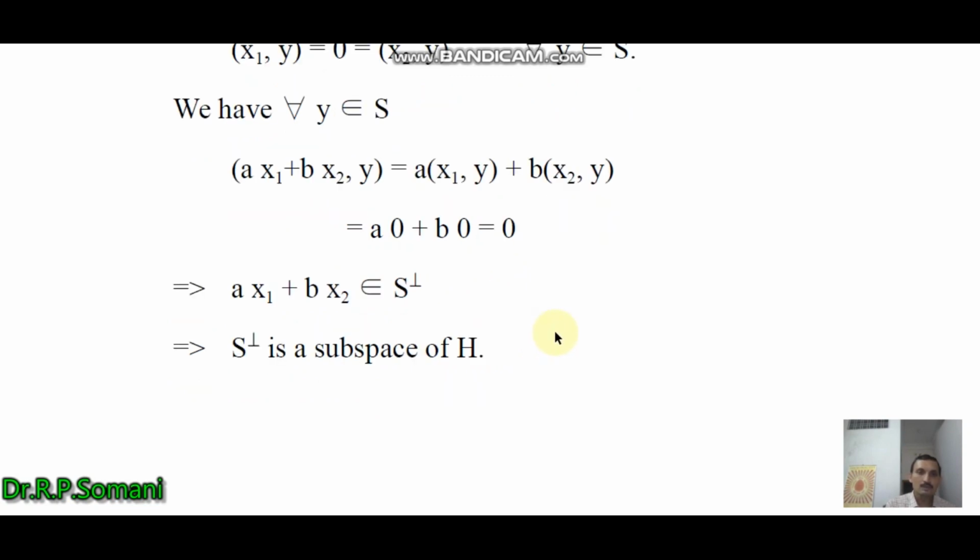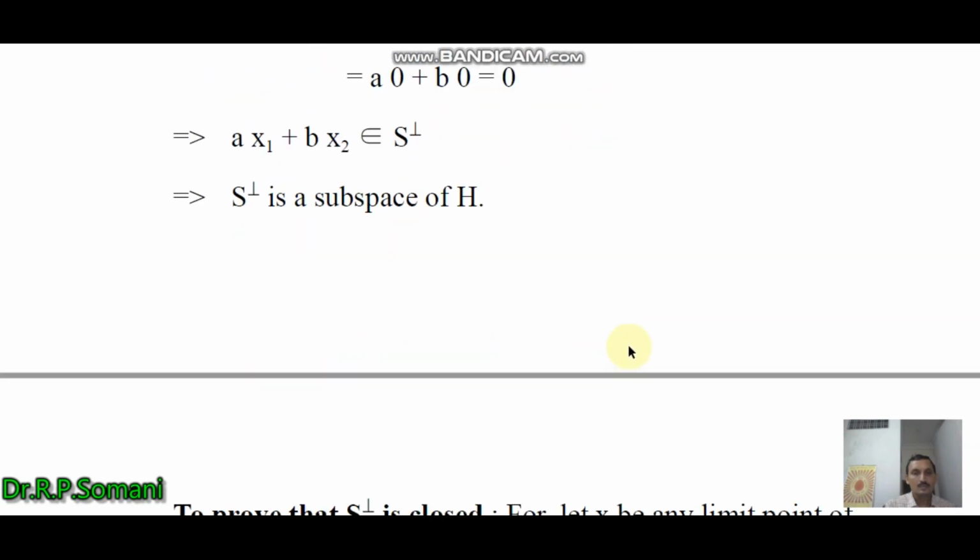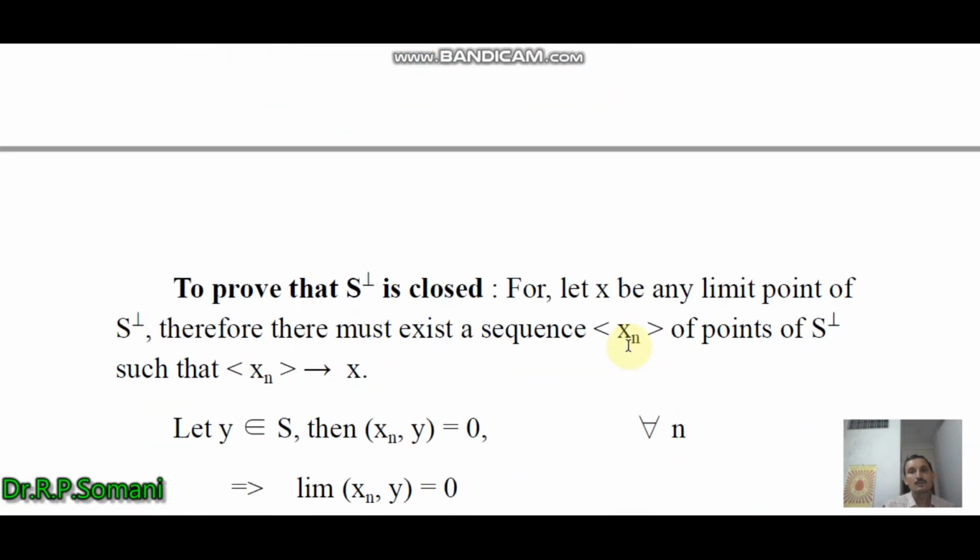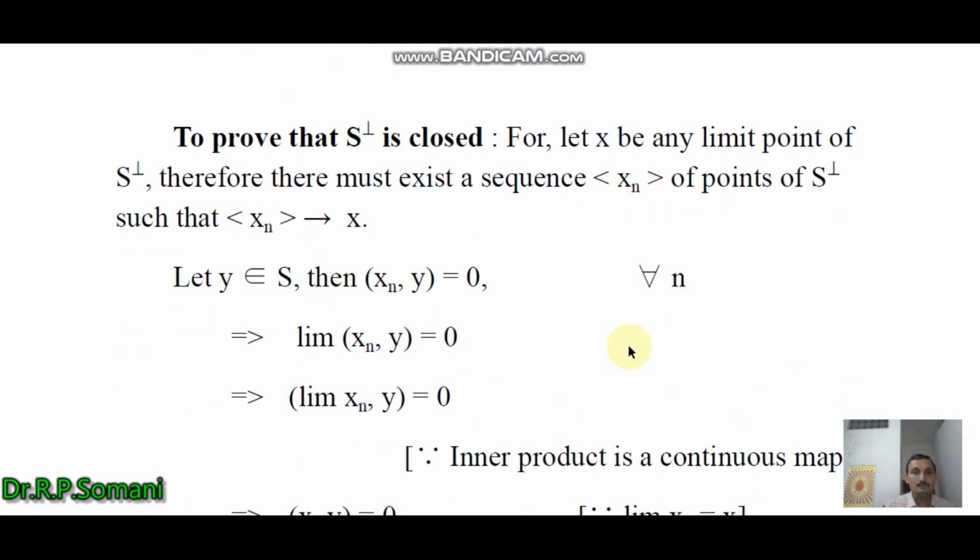So in this way, if we have two elements x1 and x2 belonging to S orthogonal, then ax1 plus bx2 also belongs to S orthogonal for any scalars a and b. Therefore, S orthogonal is a subspace of H. Now we check its closed property, that is, we prove that S orthogonal is closed.